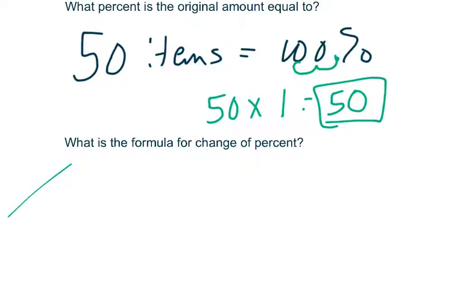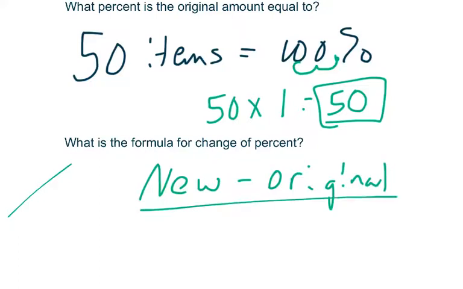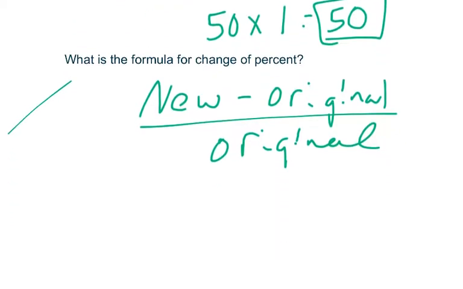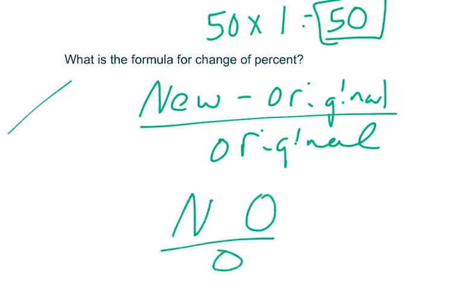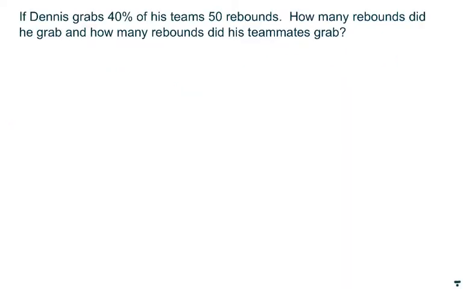So the change in percent formula is the new minus the original amount, divided by the original amount. And we'll get into how to use this. But in short, the equation is new minus original divided by original. So when I ask you what the formula is and you go no, and I say exactly, you go, oh, because it's new minus the original divided by the original.